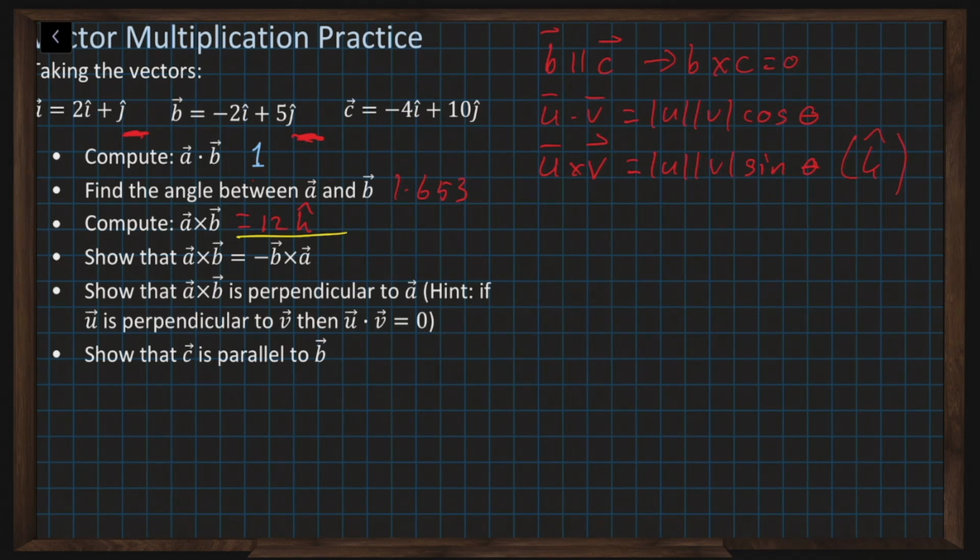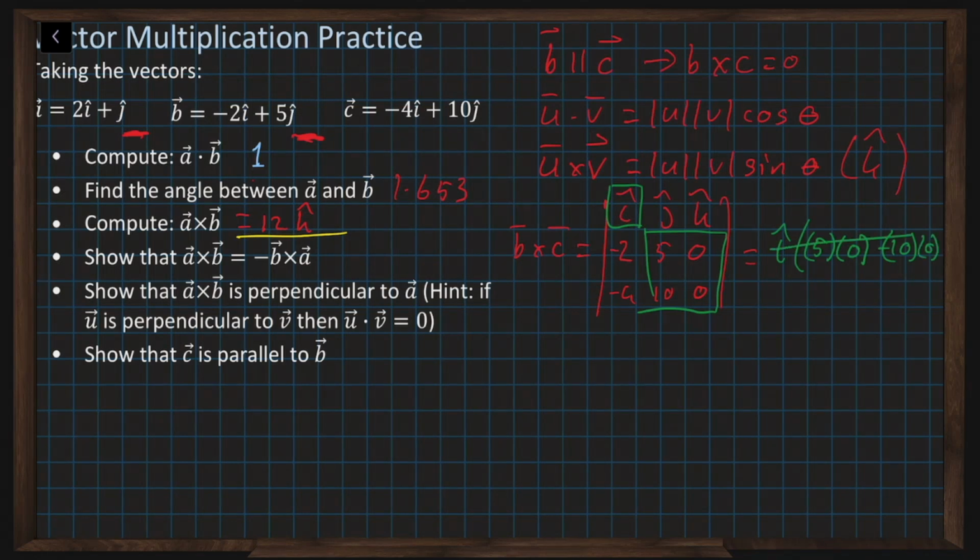So let's check that out. B cross C. Well, we draw our matrix i, j, k. Then we take minus 2, 5, 0. They are the vector components for B. And then we take C, it's minus 4, 10, and 0. So we perform the operation again. So that's i times 5, 0, minus 10, 0. Oh, look, that's already 0. And the next component. There we go. So we have minus j multiplied by, well, minus 2 times 0 minus 4 times 0.